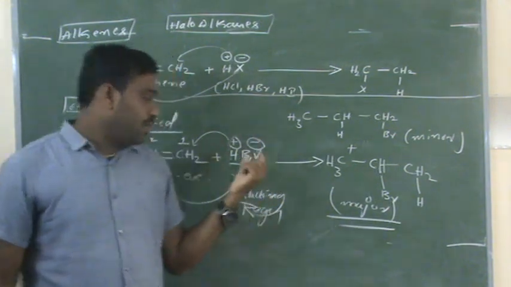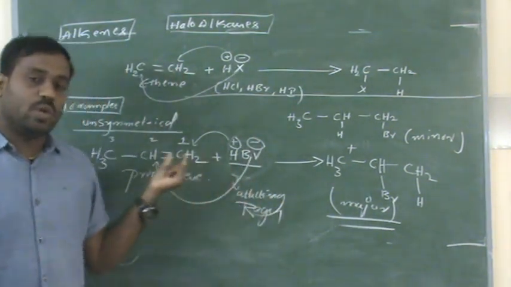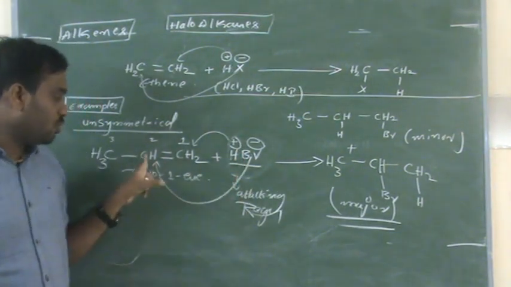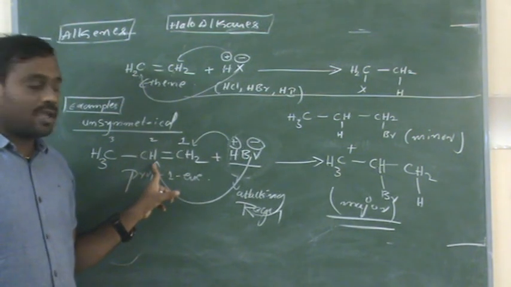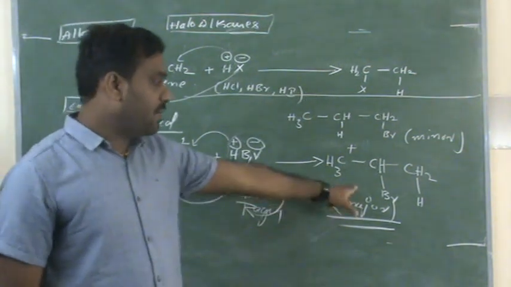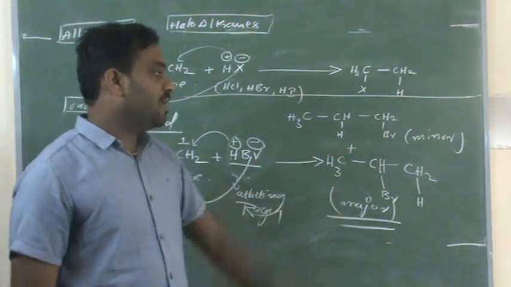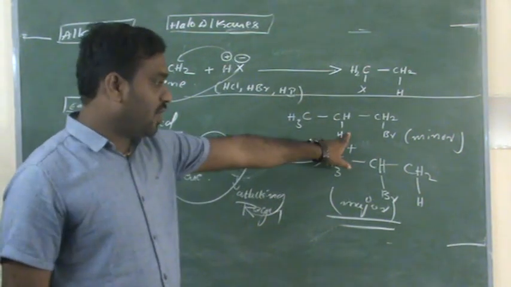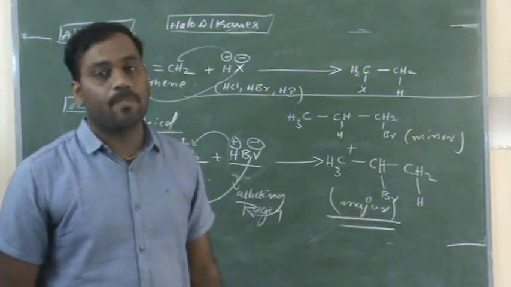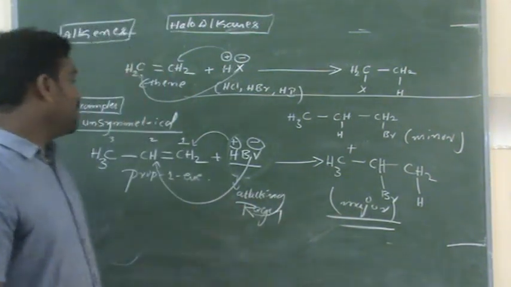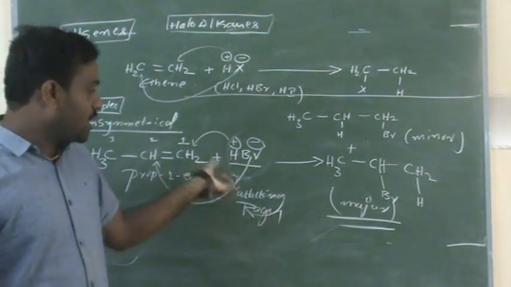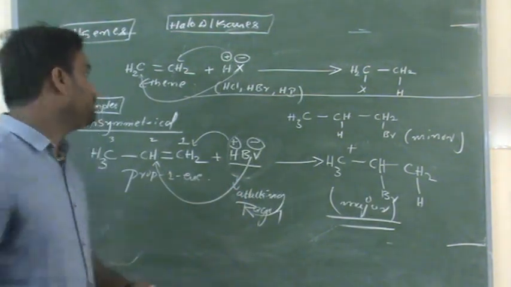So whenever you add a hydrogen halide to an unsymmetrical alkene, according to the Markovnikov rule, the negative part goes to the carbon with less number of hydrogens, and the positive part goes to the carbon with more number of hydrogens. The name of this is 2-bromopropane. This name is 1-bromopropane, which acts as the minor product. 2-bromopropane acts as the major product. This is the best example of the Markovnikov rule. So remember the rule, the statement, and also you can remember the examples.